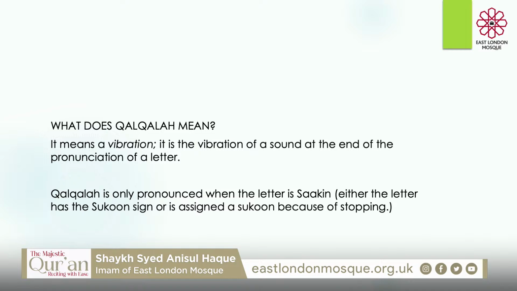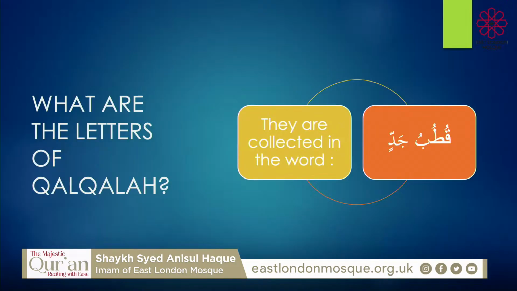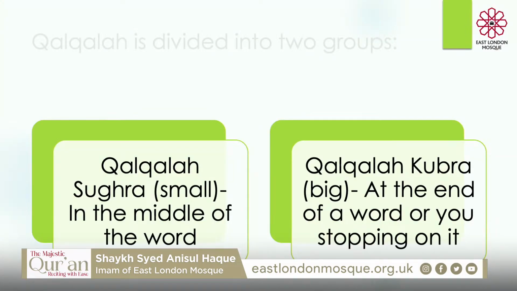But qalqala has levels. They're not the same. We looked at this from 2 angles. The first thing is that we divide qalqala into 2 groups. Qalqala sughra, which means a small qalqala, and qalqala kubra, which means a big qalqala. And how do we differentiate between the two? If it is in the middle of the word, it is qalqala sughra. And if it's at the end of the word, qalqala kubra.